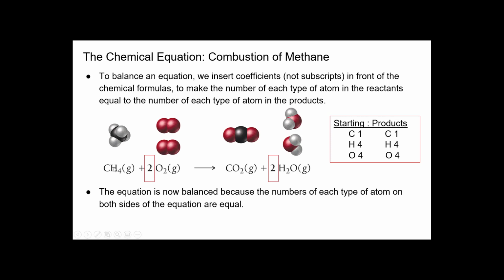So let's take a look at this. We have methane, and the methane gas in the presence of oxygen gas produces carbon dioxide gas and water vapor. What this means is that we have 1 carbon. I have 1 here.